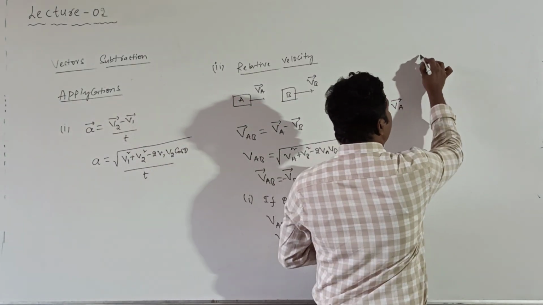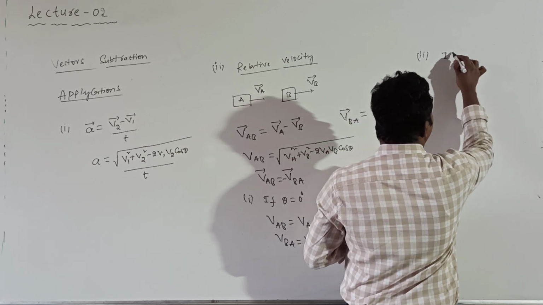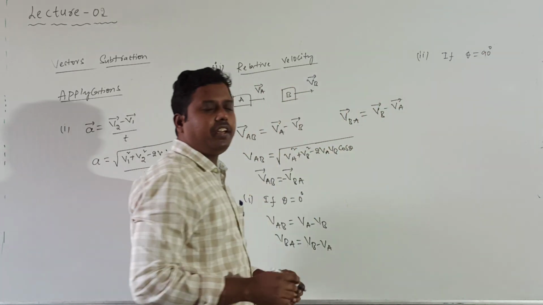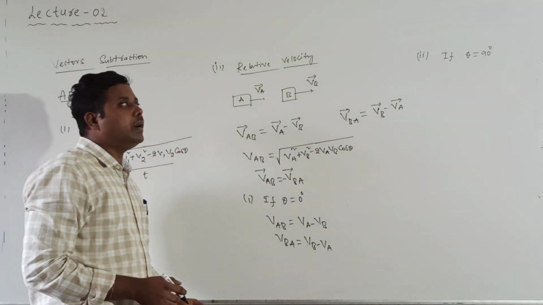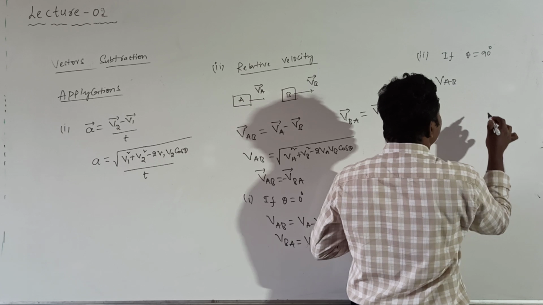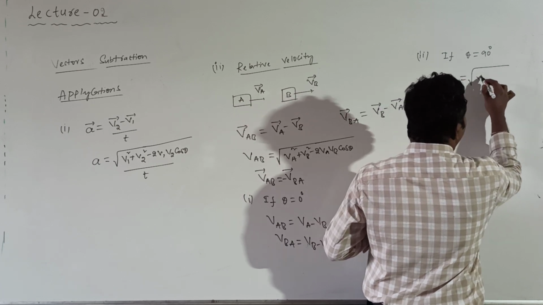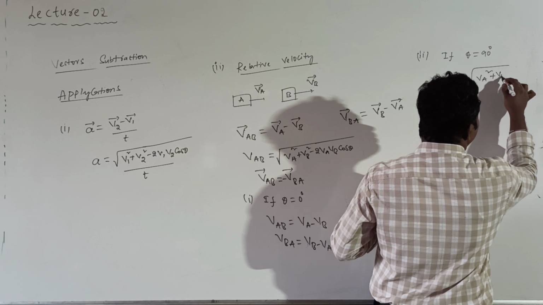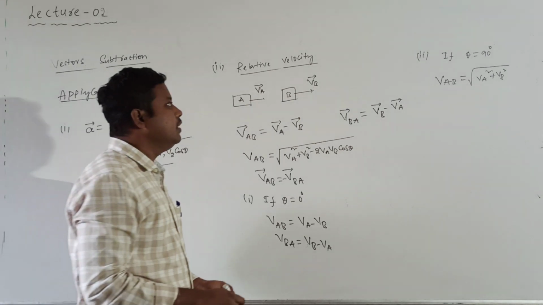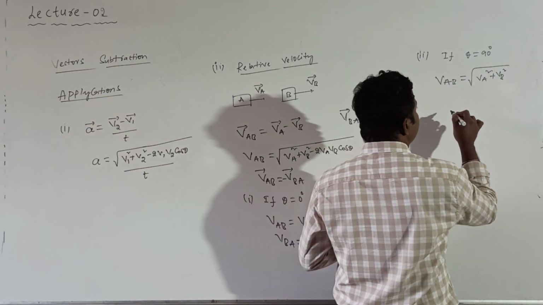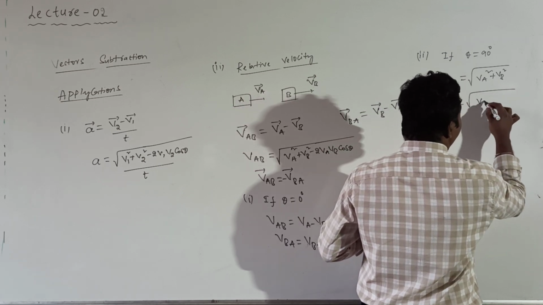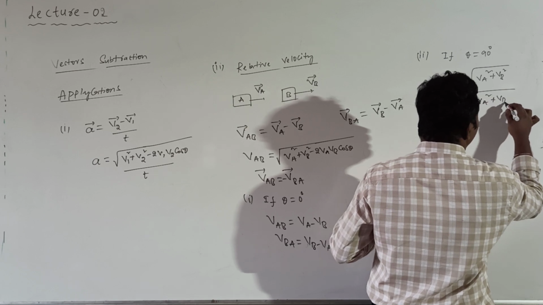Similarly, in the second case, suppose theta is equal to 90. Theta 90 means VA bar and VB bar are mutually perpendicular. When theta is equal to 90, the magnitude of the velocity of A with respect to B is given by root over VA square plus VB square. Why? Because cos 90 value is 0. Similarly, VBA is also equal to root over VA square plus VB square. Both are equal in magnitude.